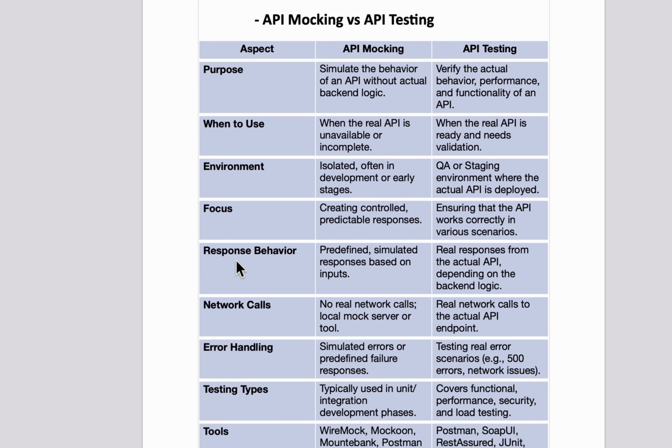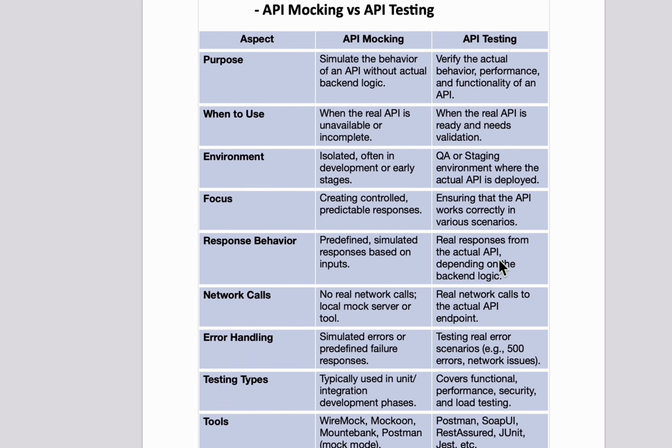And the fifth aspect is response behavior. Already we are defining for what input what output we are expecting in case of API mocking. But in case of API testing, we get real responses from the actual API; it depends on the backend logic here. The next aspect is network calls. In API mocking, there are no real-time network calls, but in case of API testing, we will see real-time network calls to the actual API endpoint.